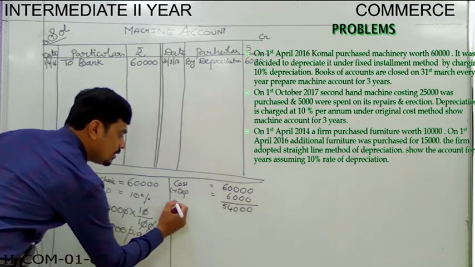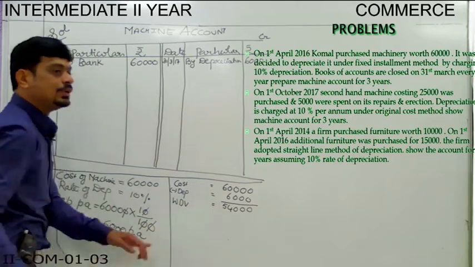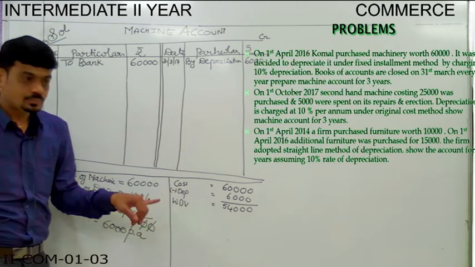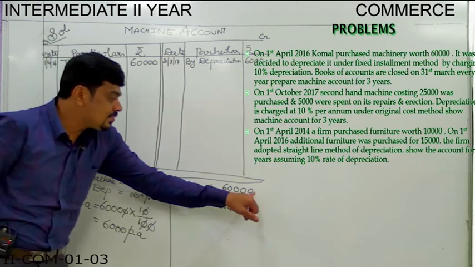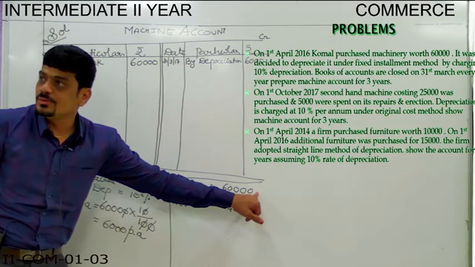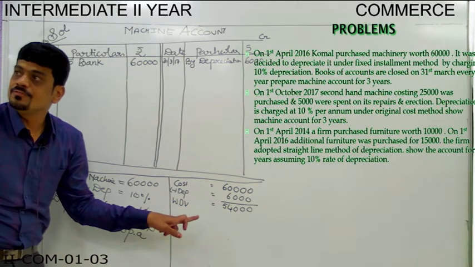And what do we call this 54,000? We call it written down value, nothing but balance carried down. Written down value. When we bought the asset, it was how much? 60,000. After using 1 year, the value has come to 54,000.